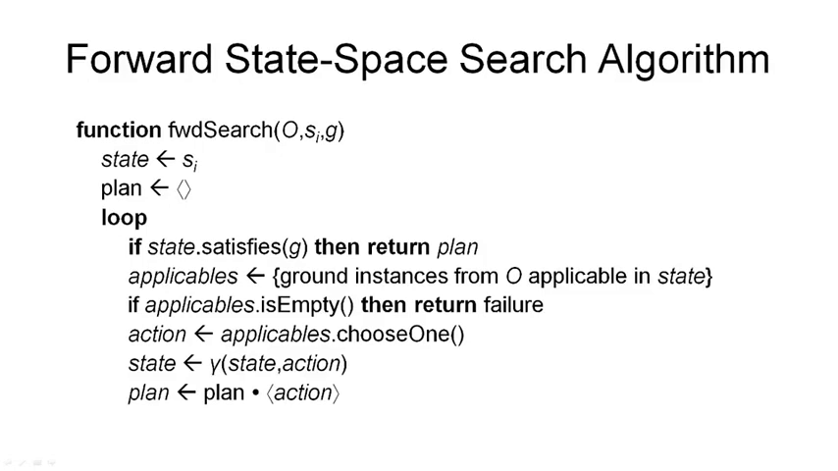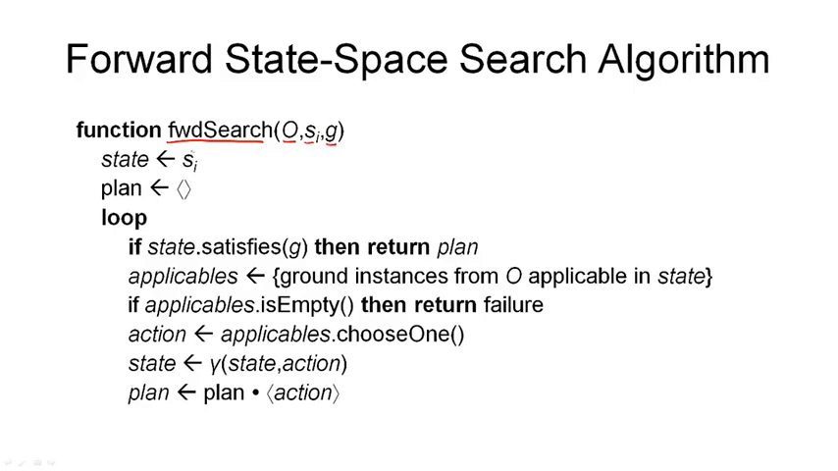Here is the forward state space search algorithm. This algorithm is defined as a function forward search that takes 3 arguments, namely the 3 components that make up a planning problem. The first component is the set of operators defined for the planning problem. Then we have an initial state and a goal description.